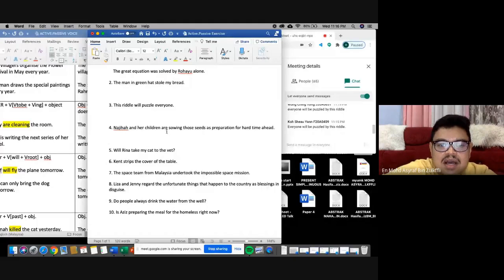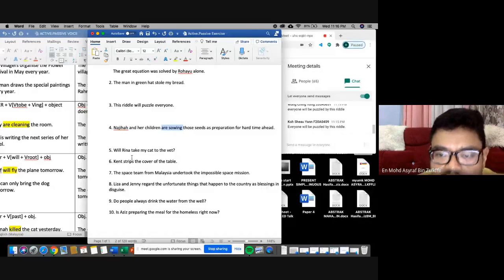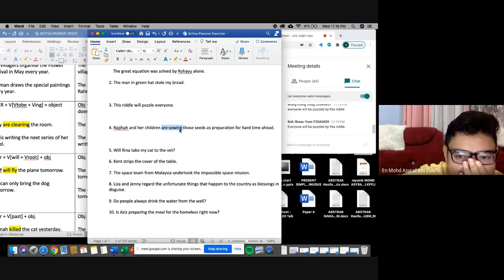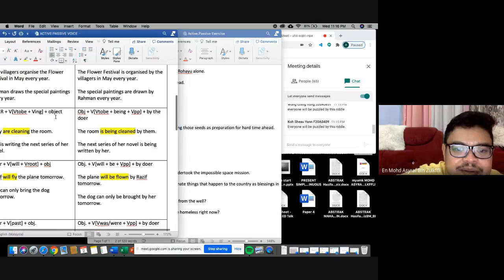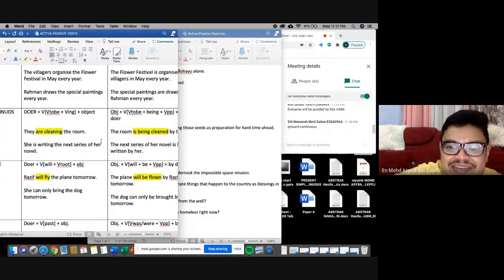Najiha and her children are sowing those seeds as preparation for hard time ahead. What tense is this sentence in? Are sowing. So you can see that they are farmers or something, right? Those seeds as preparation for hard time ahead. So this is what tense? Present. Present what? Continuous. Okay, very good.